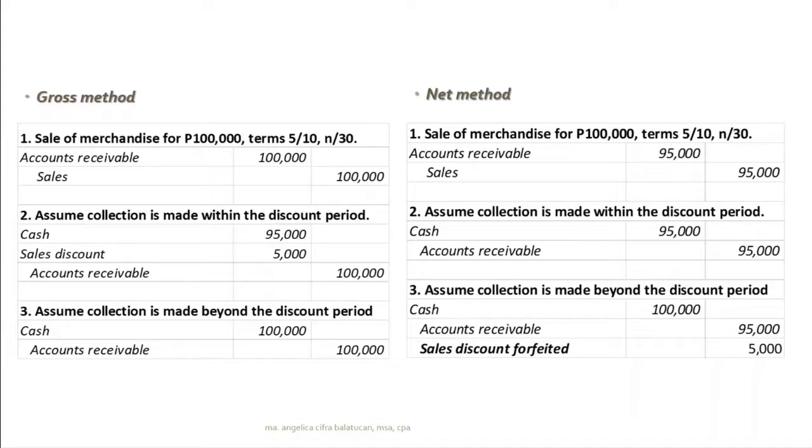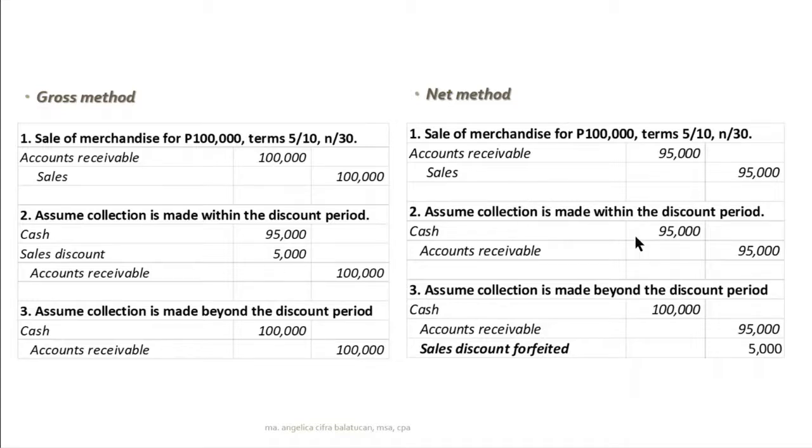So, 100,000 times 5%, that would be 5,000, and you deduct that from the 100,000. So it becomes 95,000. Second, assume the collection is made within the discount period. For the gross method, simply debit sales discount for the amount of 5% of 100,000. So that's 5,000. And then credit accounts receivable. You credit the accounts receivable here by 100,000. And the difference would be the cash payment of 95,000.